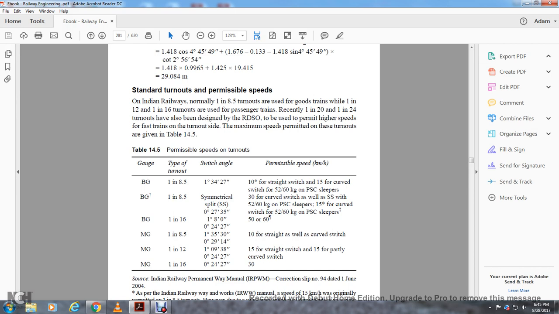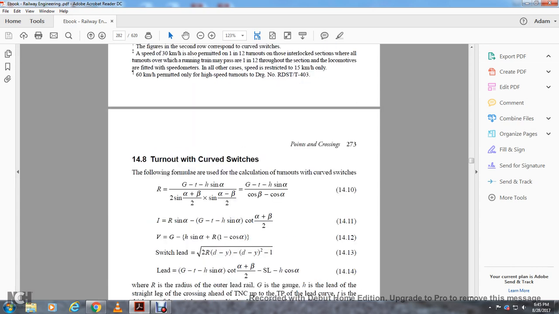Meter gauge 1 in 8.5, 1 degree 35 foot 30, 0 degrees 29 foot 14 inches, 10 straight as well as for the curved switch. Meter gauge 1 in 12, 1 degree 0, 9 foot 3/8 of an inch, or 0 24 foot 27 inch, 15 straight. 15 for straight fitted for all the parties from curved switches. Meter gauge 1 in 16, 0 24 foot 27 inches. Permissible speed 30 miles an hour.